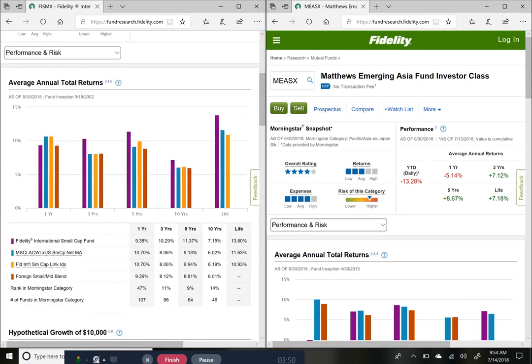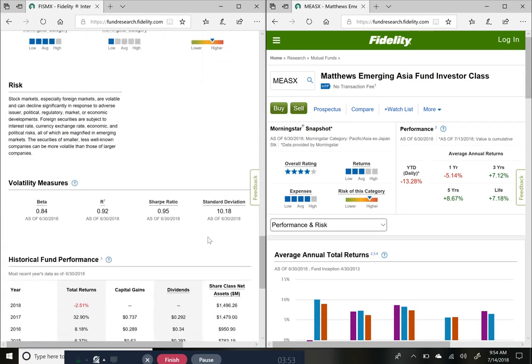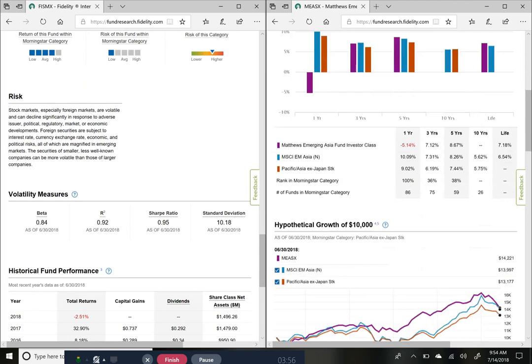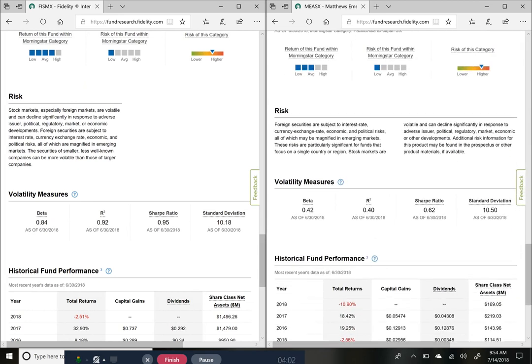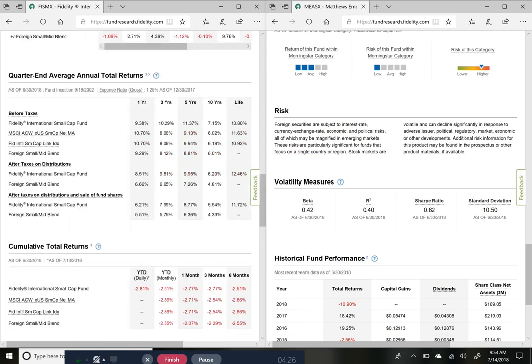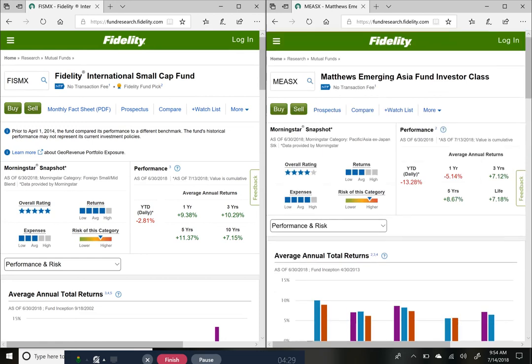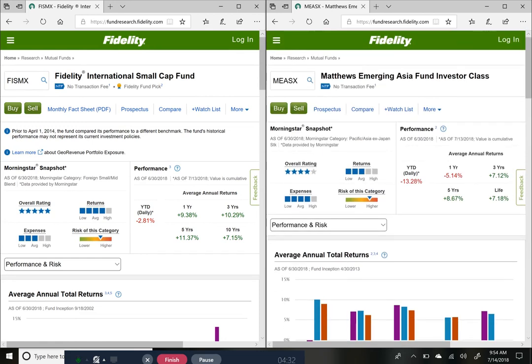So we're going to scroll down here and look at beta. Okay, so here we've got our volatility measures. You can see the difference in beta here. This is a lower beta. This beta is close to 1. So I'm going to go with the Matthews fund in this aspect of measure because I like a lower beta, less volatility. I'm all about consistency and steadiness over time. So I'm definitely going to go with this fund with the beta being as low as it is and this beta being much higher. Again, we're comparing the Fidelity International Small Cap Fund and the Matthews Emerging Asia Fund Investor Class.